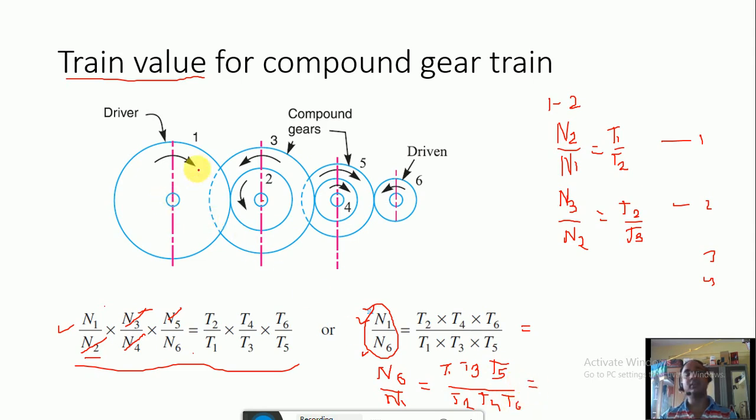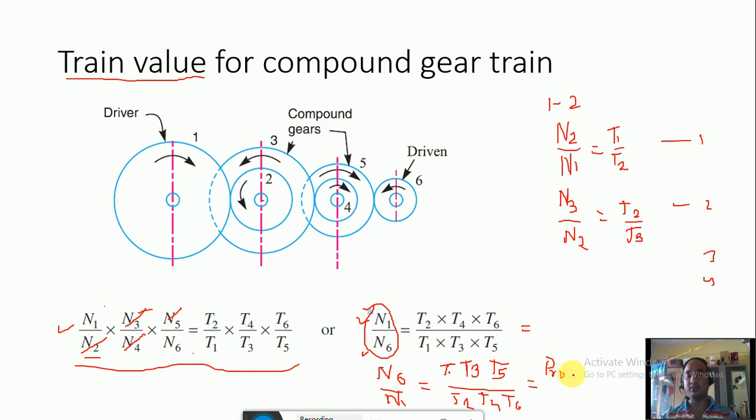Suppose in the same way there are more gears mounted on other different shafts, then we can generalize this equation as: the train value of a compound gear train is defined as the ratio of NC upon N1, but that is equal to the product.